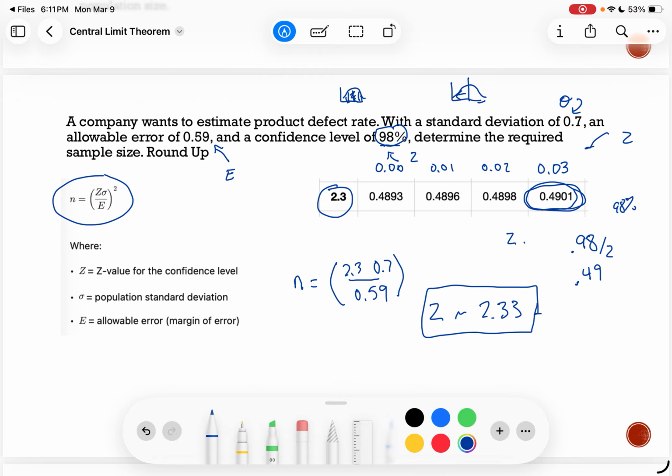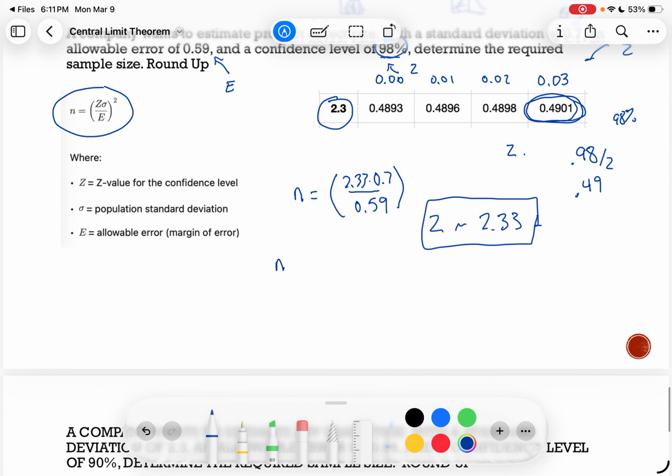So you go 2.33 times 0.7 divided by 0.59, squared. So get out our calculator. 2.33 times 0.7 equals, divided by 0.59, that's 2.76440678. Square that, and we get 7.64.